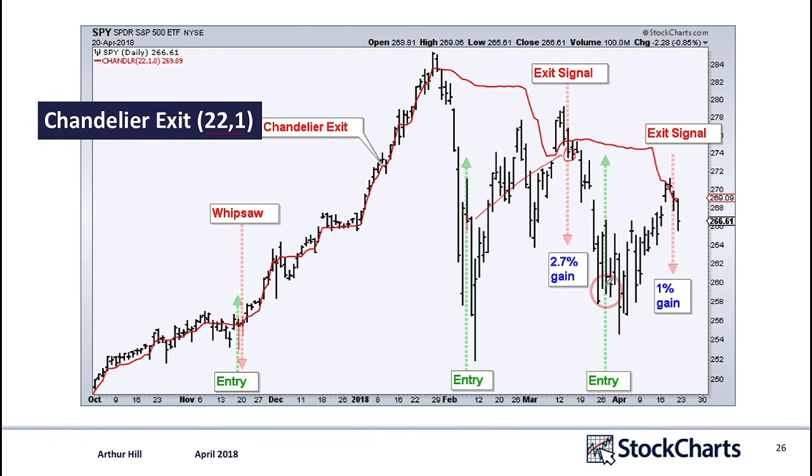Again, we had a signal in late March, and then you can see we bounced, moved above the Chandelier Exit, and then 2 days later or 1 day later closed below it. And so that triggered the exit, and you would have had about a 1% gain using this strategy. You buy when RSI moves above 30, you wait for price to move above the Chandelier Exit, and then you exit when you close below the Chandelier Exit.